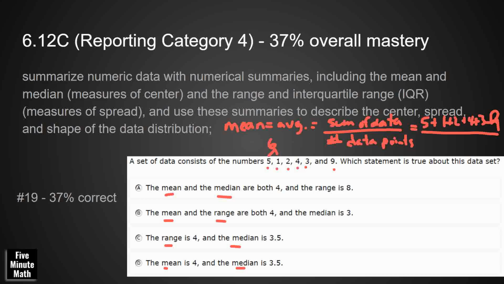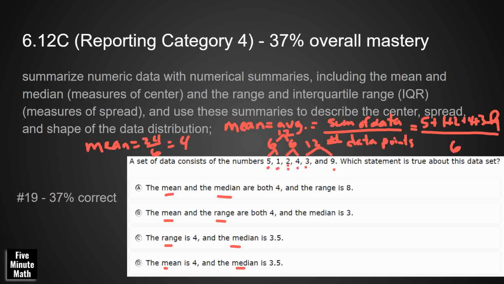That's a 6. That's a 12. So that's another 12. So that's 24. And how many data points do I have? 1, 2, 3, 4, 5, 6. Okay, so really the mean equals 24 over 6, which is 4. All right. So the mean is 4.